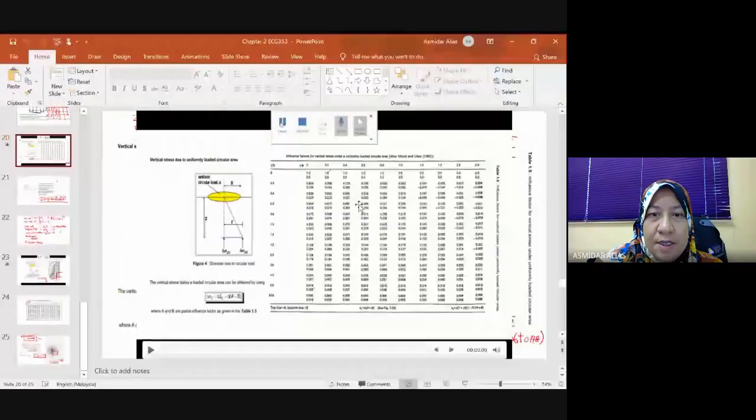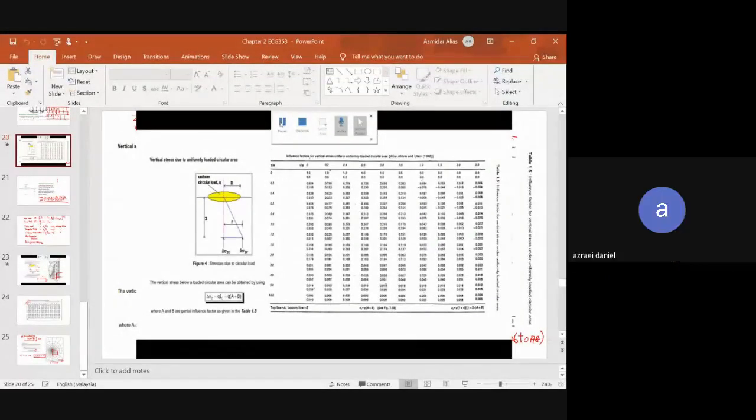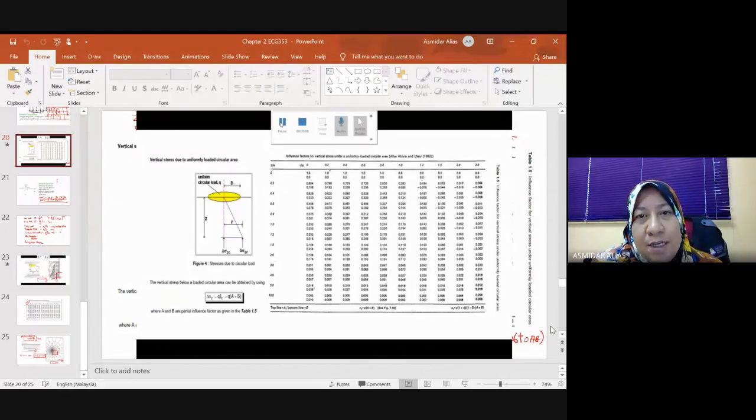Okay, saya akan cuba present PowerPoint. Kalau nampak bagi tahu saya, kalau tak nampak pun bagi tahu juga. Okay, right now I'm presenting my slide. Can you see it? Nampak, madam, nampak.